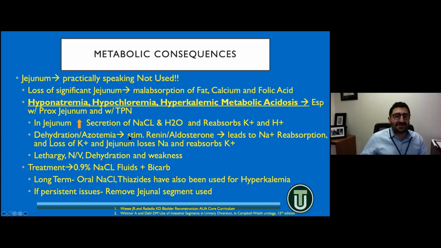In the jejunum, there's an increased secretion of sodium chloride and water, and the jejunum is able to reabsorb potassium and hydrogen ions. So in the dehydrated state and stimulation of the renin-angiotensin system, the kidneys reabsorb sodium and lose potassium, and this potassium is then reabsorbed by the jejunum, and the jejunum further loses that sodium, resulting in this electrolyte abnormality. These patients similarly will have lethargy, nausea, vomiting, severe dehydration, and weakness.